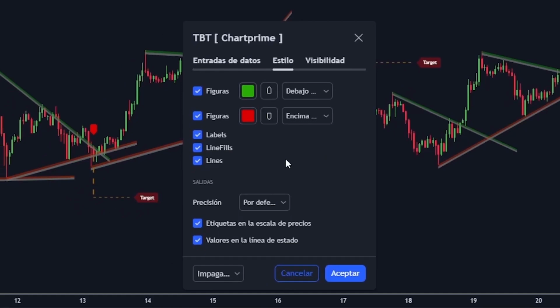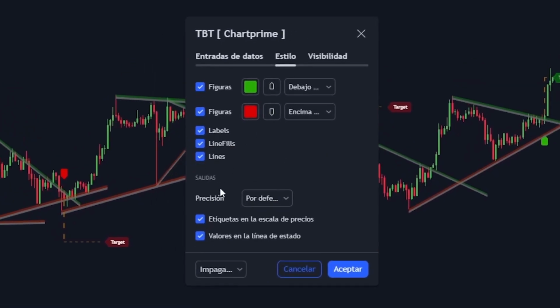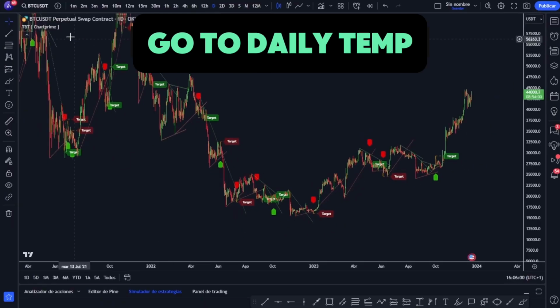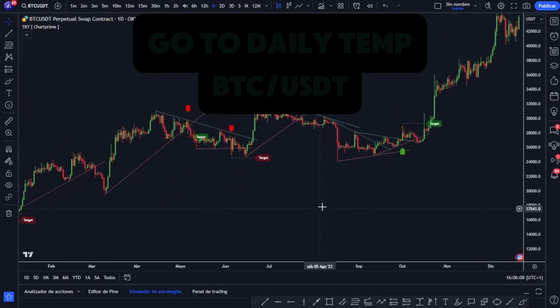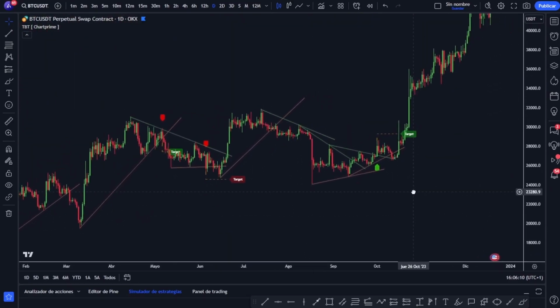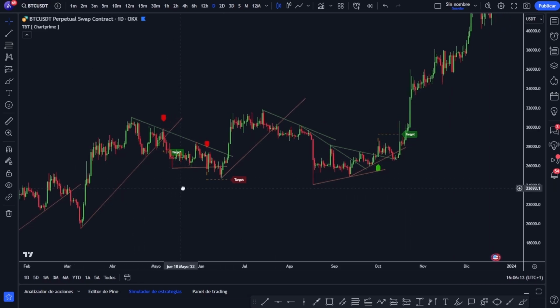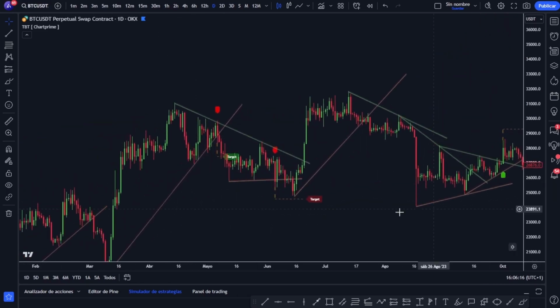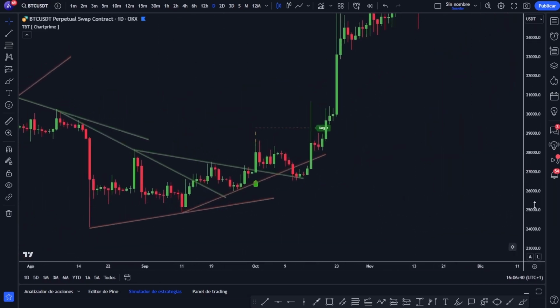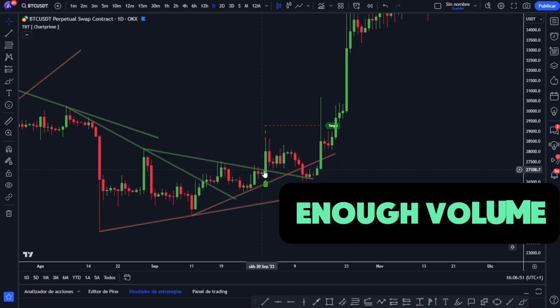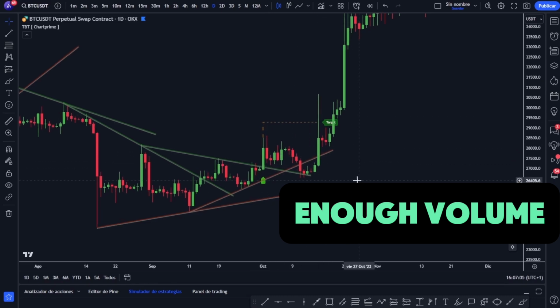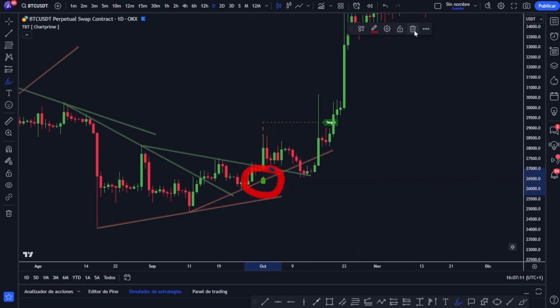And in the style section, as I always say, set it to your liking. The first thing we're going to do is go to the daily time frame of the Bitcoin with USDT chart because I want to show you how well it works, even for detecting those main breakout zones in such high time frames. We can see here, for example, directly when the indicator detects that breakout and also detects that there's enough volume for it to consolidate and for the price to keep rising, it marks the signal here in green, and we would take that entry.